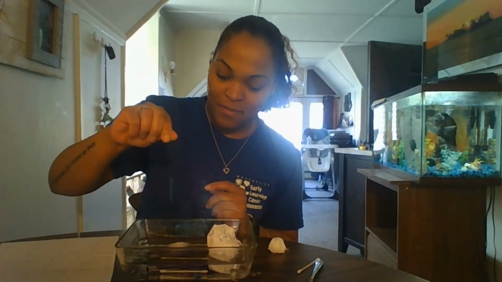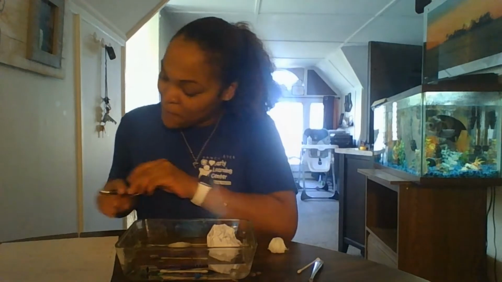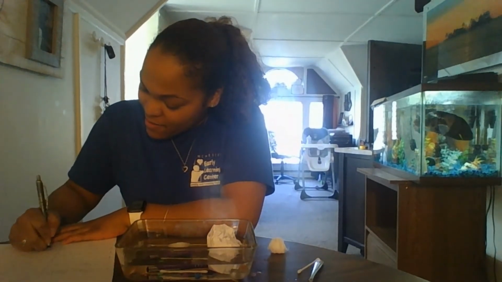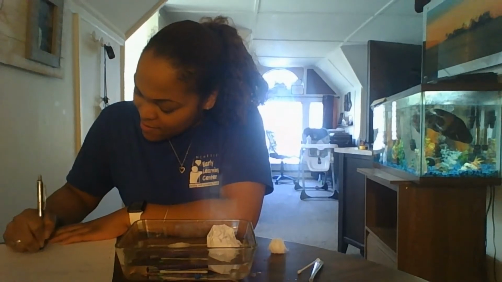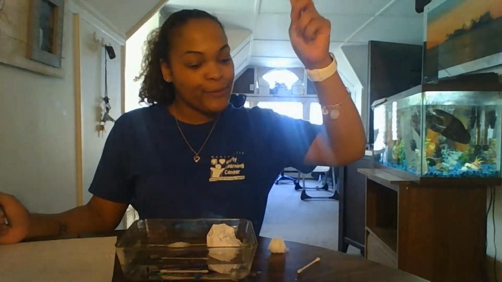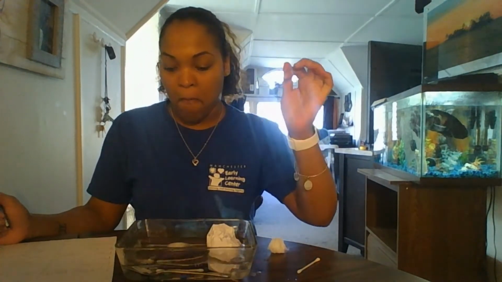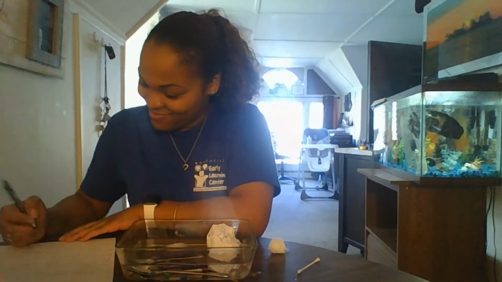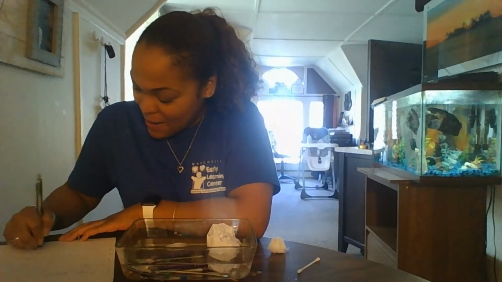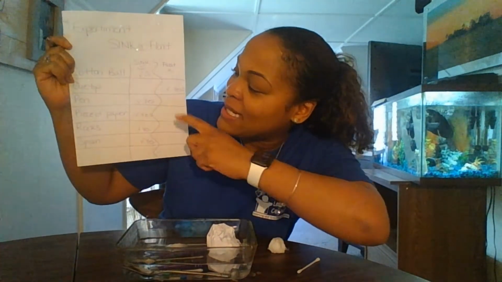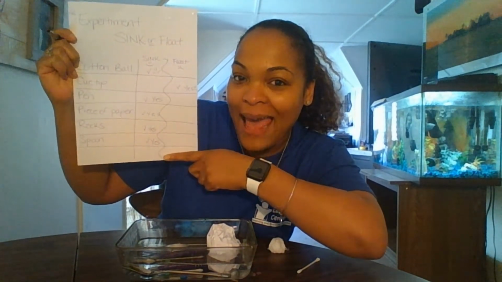Rocks. So for the rocks, I thought they would float. Let's see. They sank. So that one I was wrong. And then for my spoon, I said the spoon would float. Here we go. It sank. So it sank. All right, so here are the results. As you can see here, most of my items sank. And I have a few items that floated.